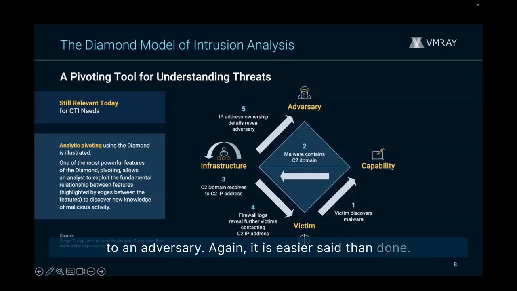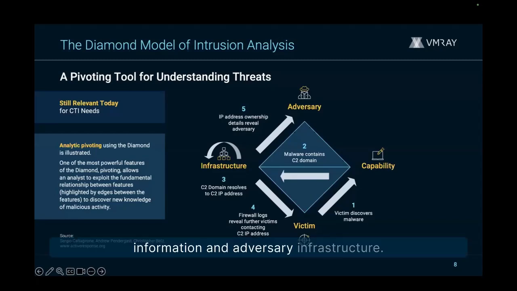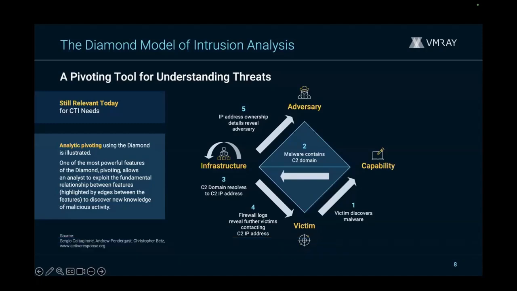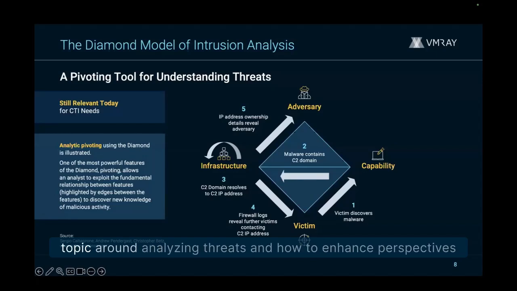Again, it is easier said than done. Although this paper was published maybe a decade ago, it is very relevant and heavily used, because the CTI teams or the organizations looking to get threat intel are looking for the same things: IOCs, malware command and control information, and adversary infrastructure.